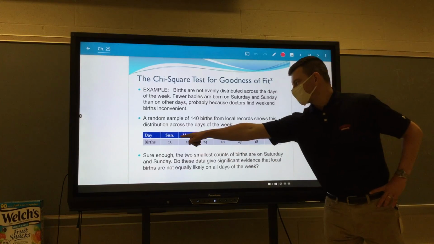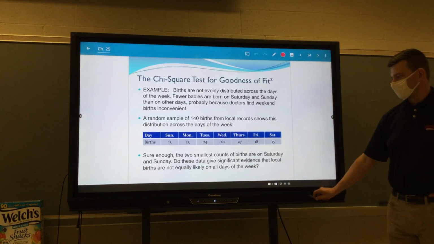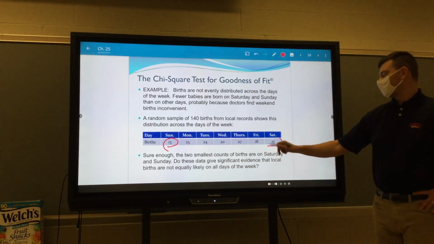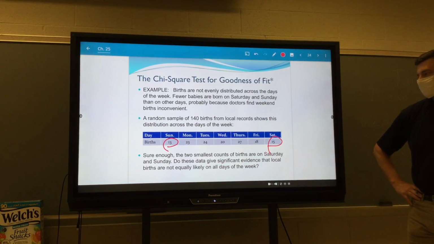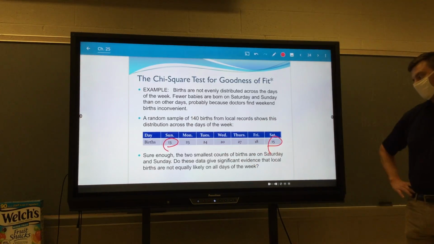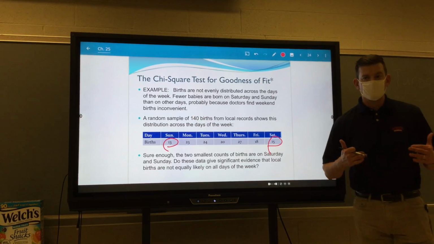So we see Sunday through Saturday, and in fact, our two lowest counts are on the weekend. Sunday's only 13, Saturday's only 15. We want to know if this data gives significant evidence that local births are not equally likely on all days of the week.